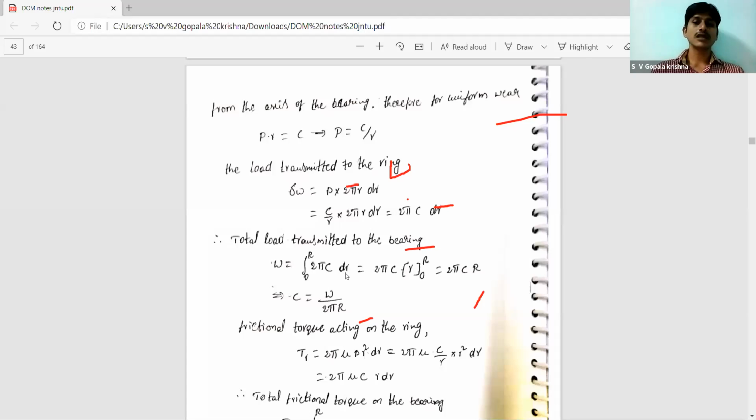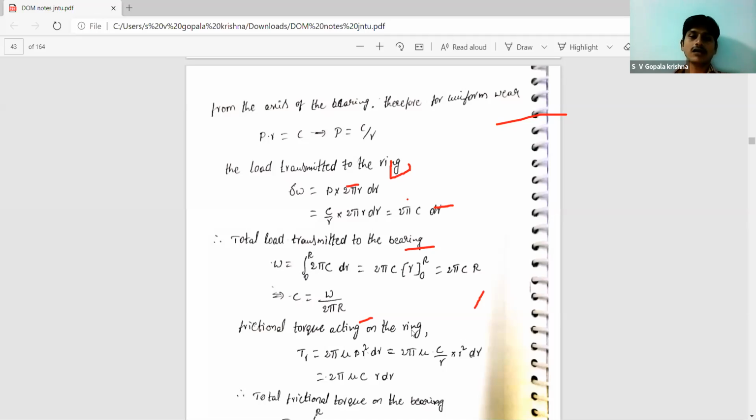What are the r terms there? Only dr is there. The integration of dr equals r, with limits 0 to R. So that equals 2 pi C R, with capital R. So W equals 2 pi C R, so C equals W by 2 pi R. That comes by the help of the total load.